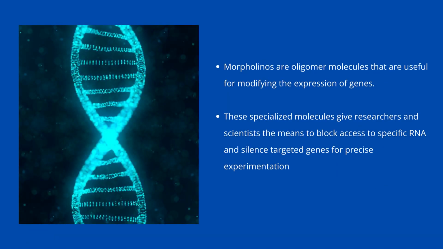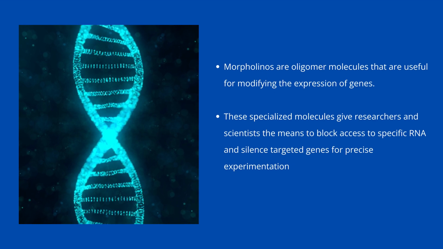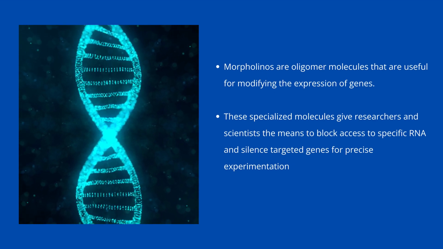In the next slide, I will discuss what morpholinos are. Through the controlled use of morpholinos, it is possible to see exactly how a trait will manifest itself in the biological system. Morpholinos are basically oligomeric molecules that are useful for modifying gene expression. These specialized molecules give researchers and scientists the means to block access to specific RNA and then silence the targeted genes for precise experimentation.